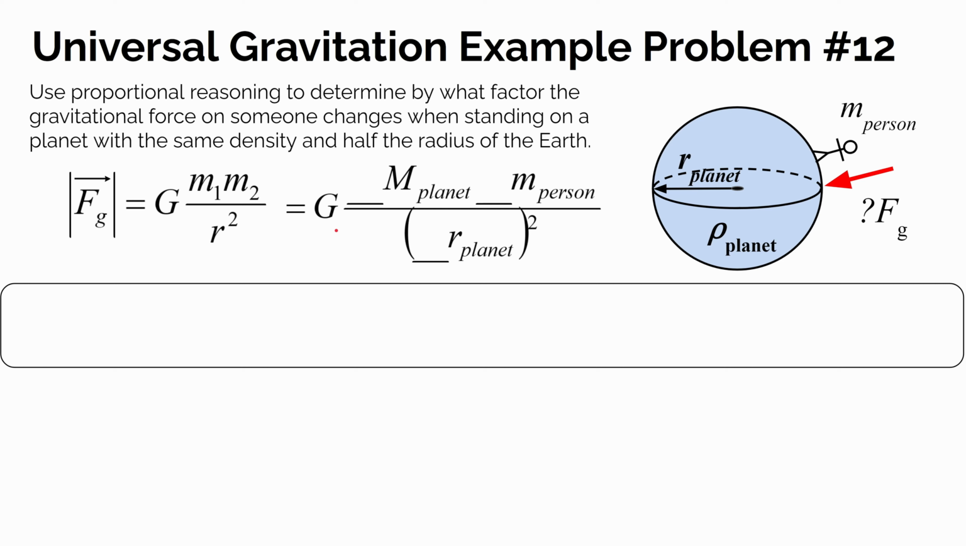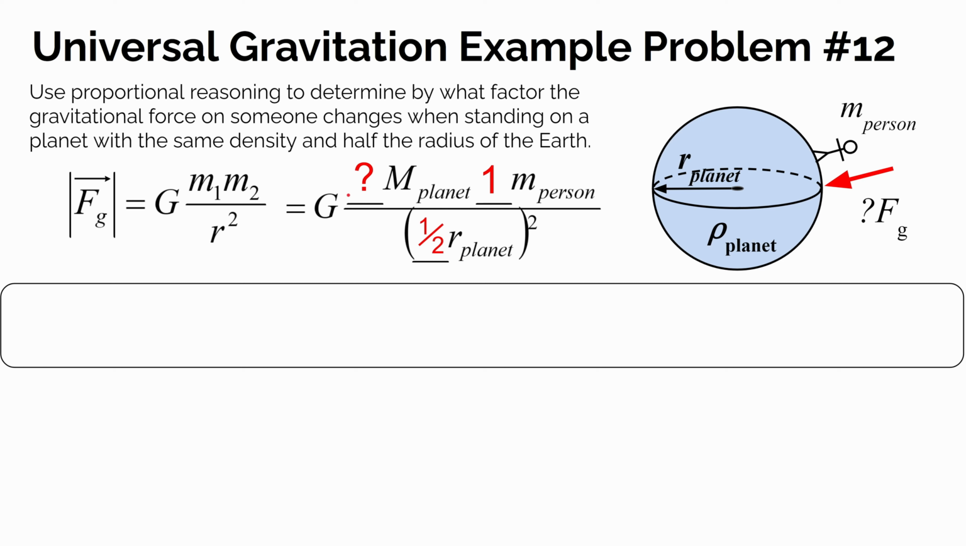To use proportional reasoning to answer this question, we need to think through how does each of the variables in the equation, things that can change, do they change, and how would they affect the answer? So we don't know anything about the mass. We just know that the planet is half the radius, so it's got to have less mass, but how much less mass? The person's mass doesn't change, so that's staying the same. We put a coefficient of 1 there, and we know that the radius is 1/2 the Earth's radius, so we're dividing by (1/2 r) squared.